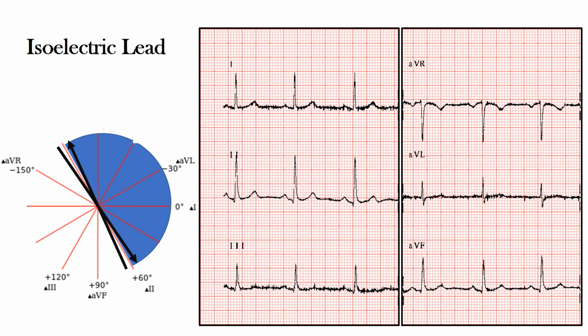Next, you look at the lead that is perpendicular to the isoelectric lead. In this case, it would be lead 2. Lead 2's deflection is strongly positive. The positive deflection indicates that the MEA is pointing in the direction of lead 2's positive electrode. If we combine this assumption with the information provided from the isoelectric lead, we can determine that the MEA lies on the less than 60-degree side of lead 2.